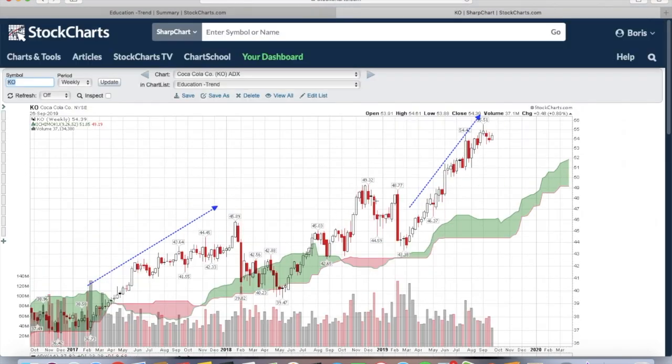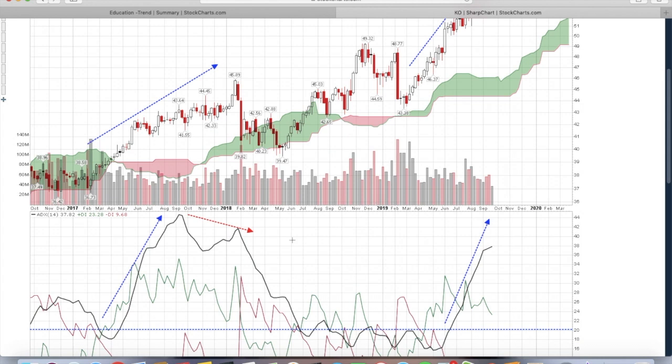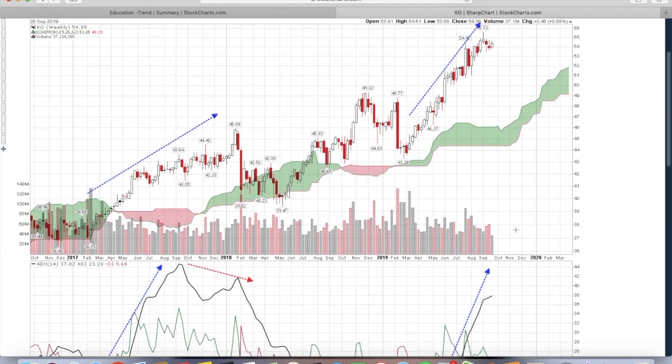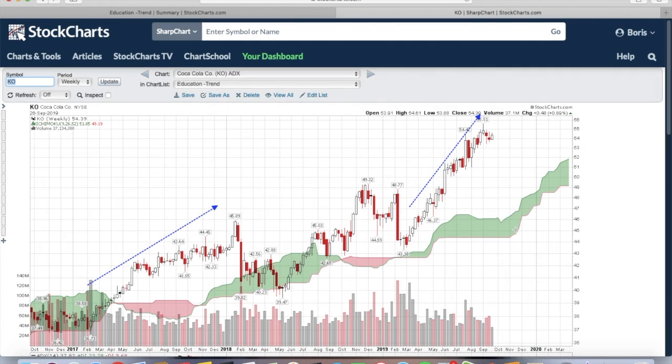So this is how you use ADX to define the strength or the weakness of a trend. When ADX is below 20, you don't want to trade a stock because it could be in a sideways movement for a long time. Until ADX trades above 20 and the DI line goes above 25, then you see the uptrend picking up steam.